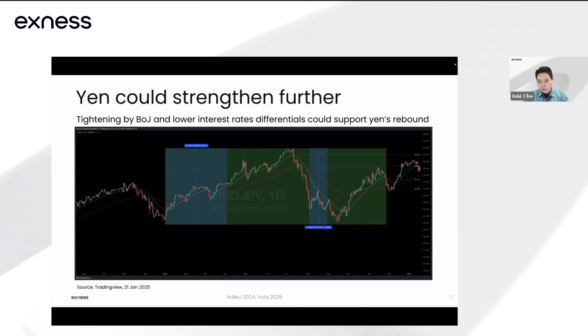So if the Bank of Japan ends up putting a hold on raising interest rates for any reason, the Japanese yen, which is already trading at its lowest against the dollar since 1990, could take an even bigger hit for now.